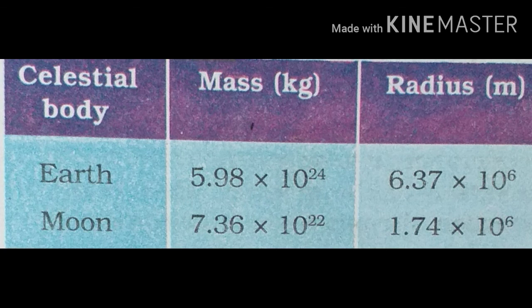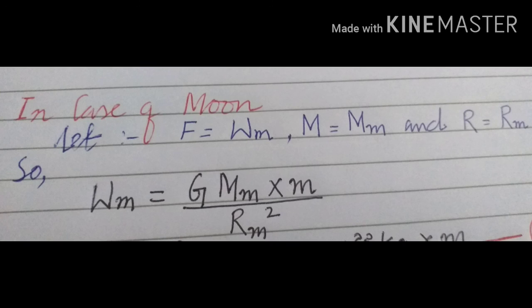First we'll do the weight on the moon. In case of the moon, we have to change a little bit. In this formula, F is equal to capital M, small m divided by R square. We have to do a little bit of modification. In place of force we can write Wm, weight on the moon. Clear? Wm means weight on the moon.